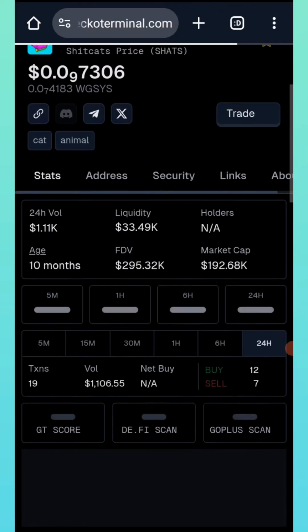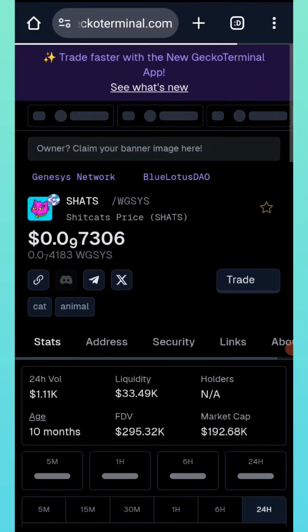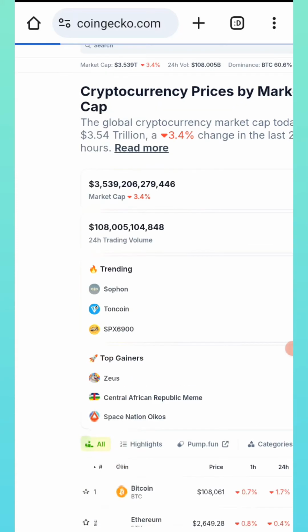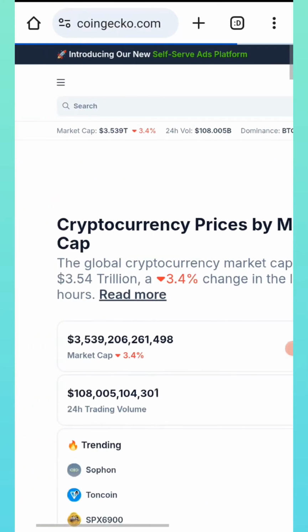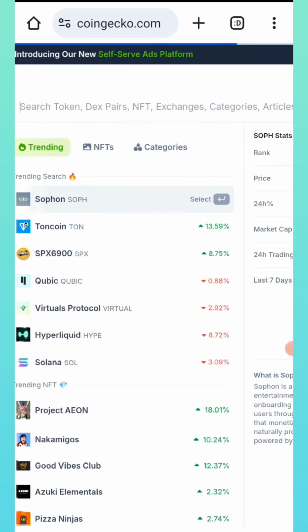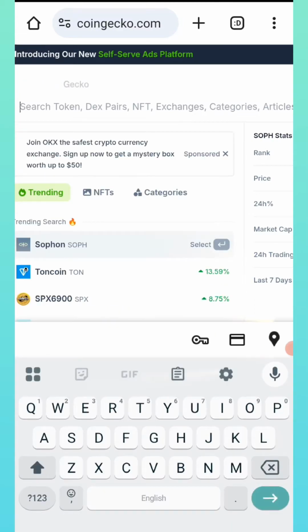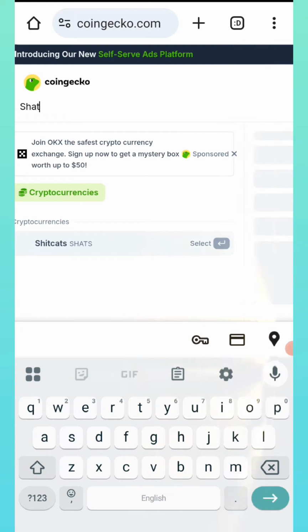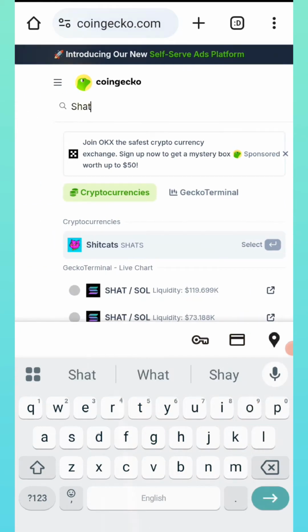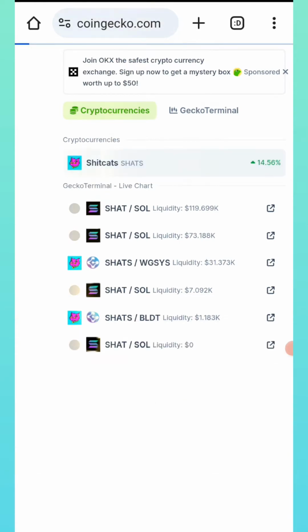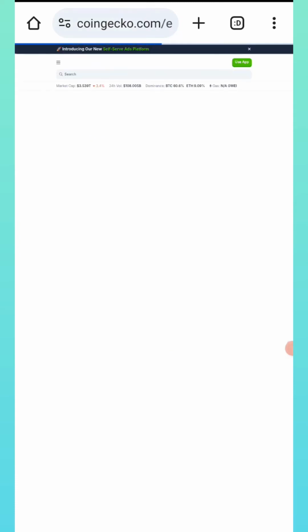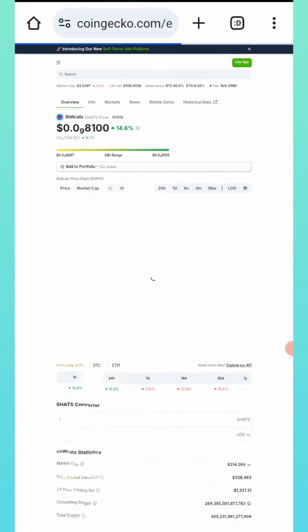So let me search for more of the Charts. You have to be very careful when making your research to avoid buying the wrong coin. So let me research it again. Okay, I'm going to select the first one. Yes, the first one is the right one. Yes, this is the coin I'm looking for. So I'm waiting for it to load.